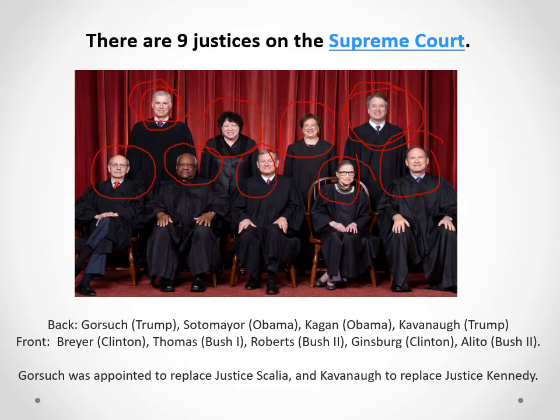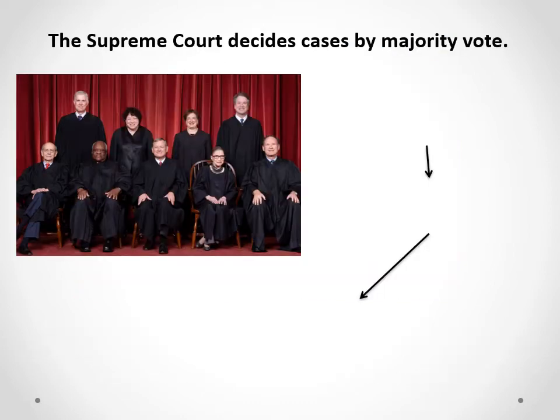If you click on this link, you can see little bios of the different justices, including their ages. So Justice Gorsuch is the youngest. He perhaps is of a similar age to your parents. And Justice Ginsburg is the oldest, well into her 80s. Okay, so this is, again, what life tenure means.